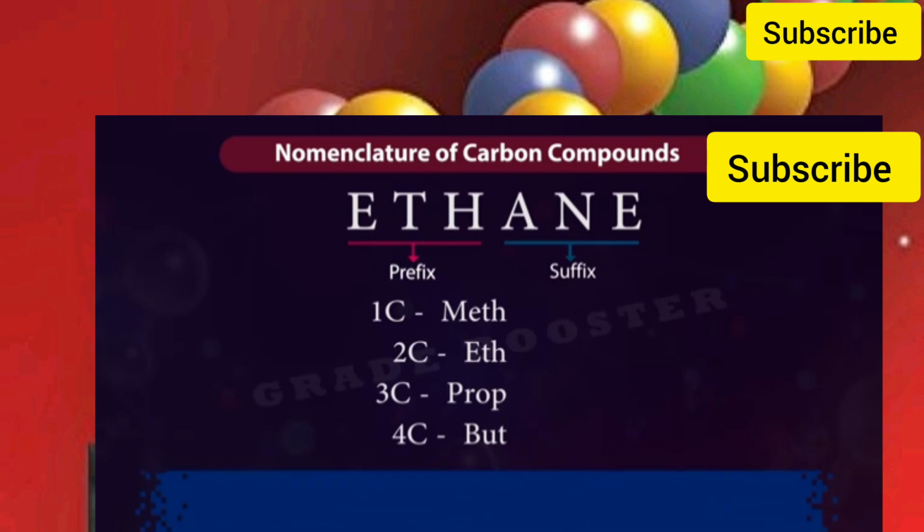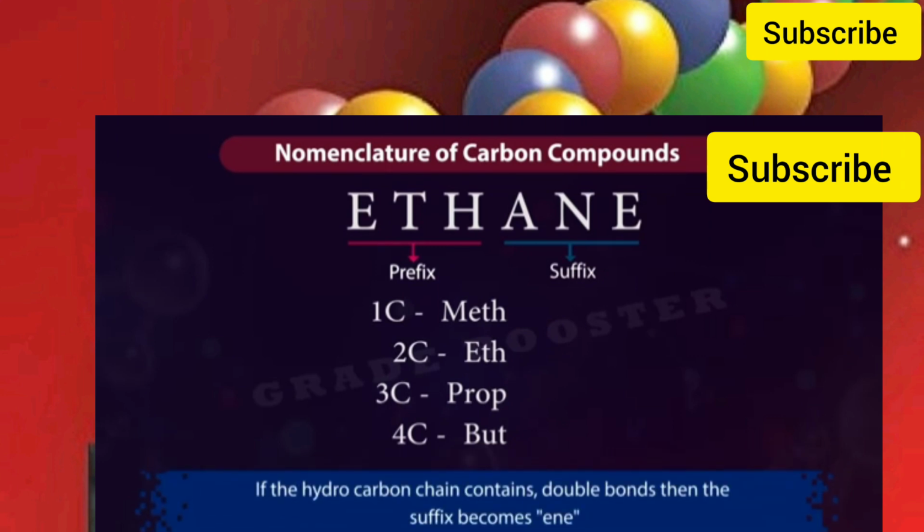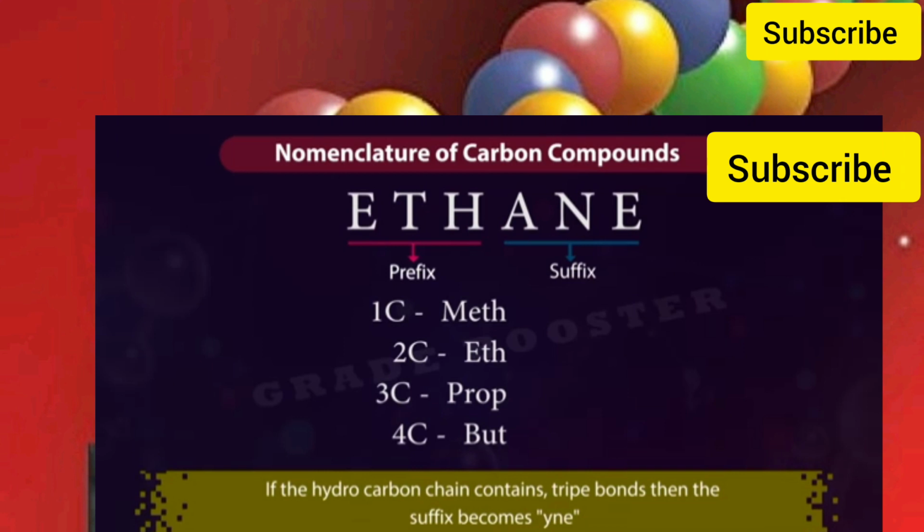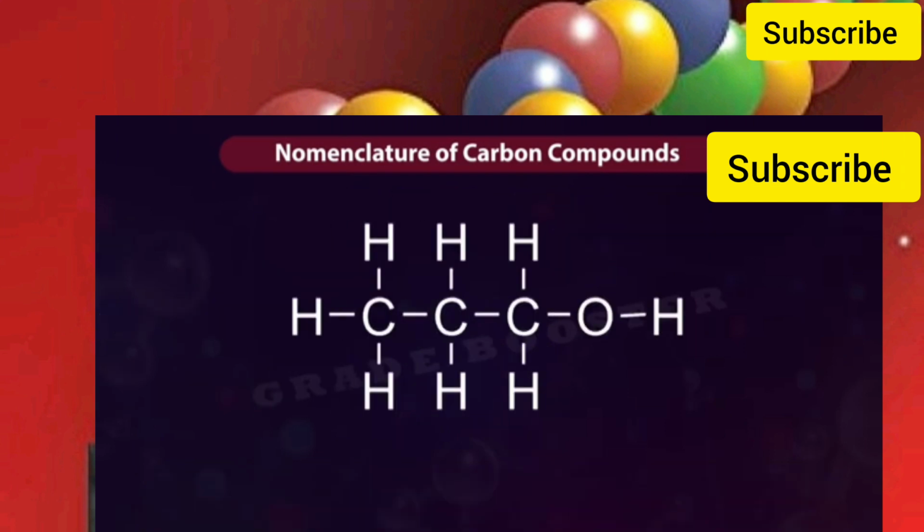If the hydrocarbon chain contains double bonds, then the suffix becomes ene. That is ethene, propene, butene. If the hydrocarbon chain contains a triple bond, then the suffix becomes yne. That is ethyne, propyne, butyne, etc. If the carbon chain has a functional group, then the suffix changes according to the functional group.